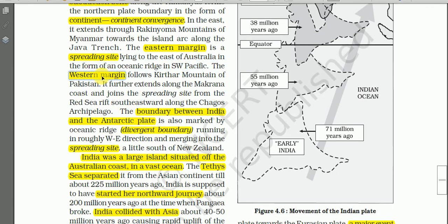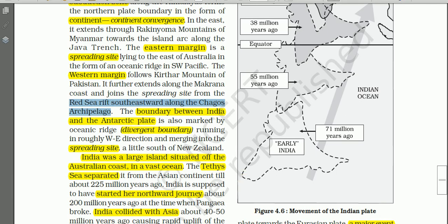Then the western margin follows Kirthar mountain of Pakistan. It further extends along the Makran coast and joins the spreading side from the Red Sea Rift southwest along the Chagos Archipelago. Chagos Archipelago means a group of islands.